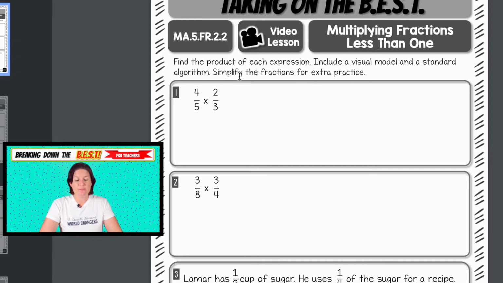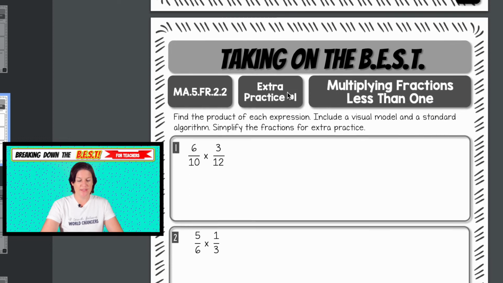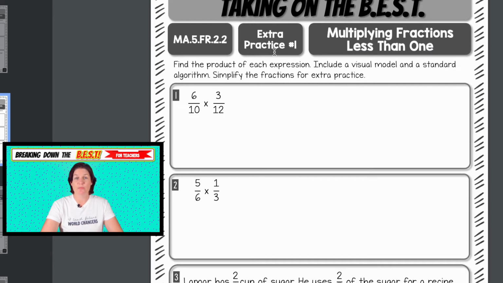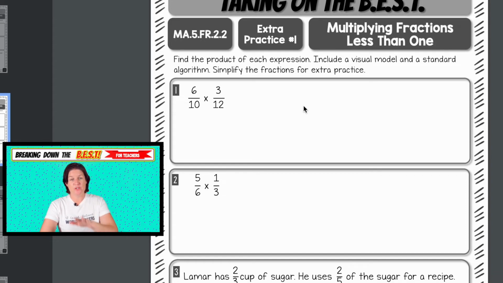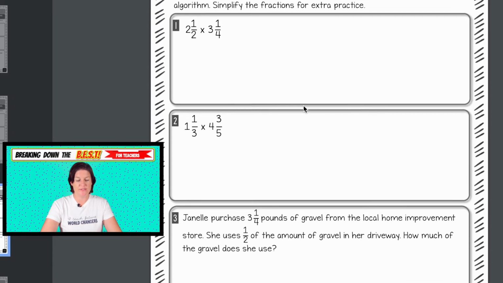So while simplifying is not the expectation of the standard, we're just going to go ahead and explore with it right now. I know what the standard says, but I also know the importance of simplifying when it makes sense to simplify, to increase number sense, because fractions are numbers. You can see our fractions here are less than 1, and then after that is the extra practice page. So once students have their notes, they can then use them to help them solve the extra practice on their own. Then we've got the next video lesson.